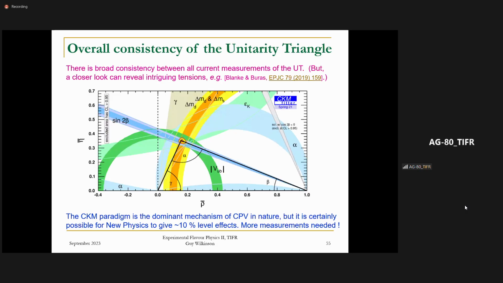So we've certainly come a long way, but we need to go further. Though it's consistent, new physics could still be lurking there at the 10% level. So new measurements are vital.